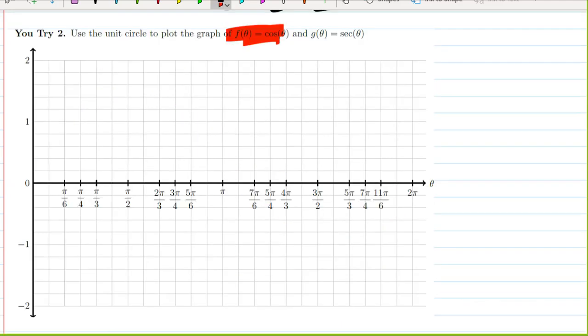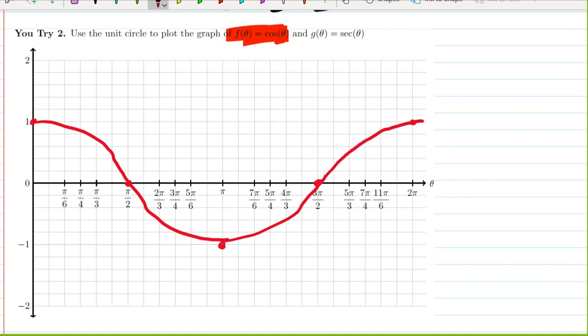If we look at our unit circle and we start trying to graph cosine, we notice that the cosine of 0 is 1, and we notice that it changes sign at pi over 2, and then the cosine of pi is -1. Cosine of 3 pi over 2 comes back to being 0, and then the cosine of 2 pi is back to being 1. So connecting all of this with a smooth curve gives us something that looks like this.